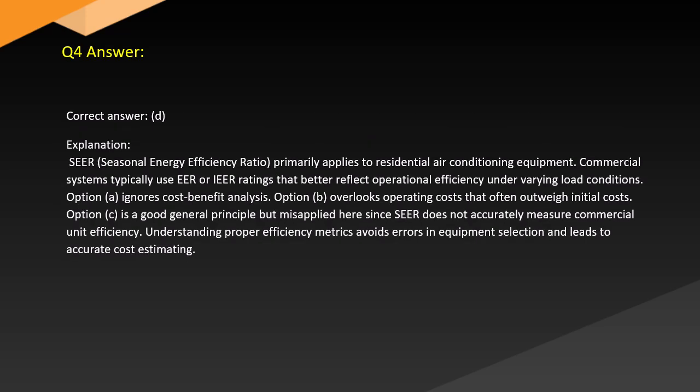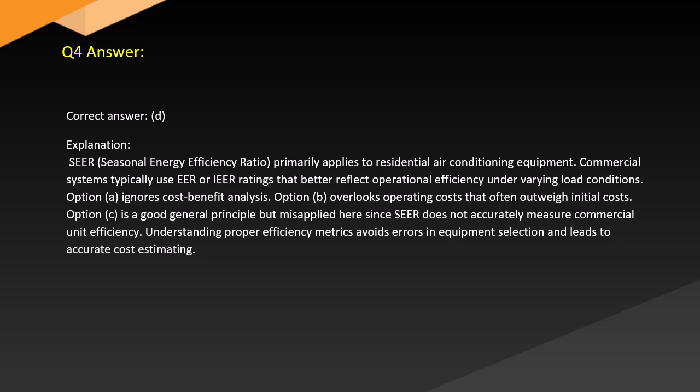Answer. Correct answer. D. Explanation. SEER, seasonal energy efficiency ratio, primarily applies to residential air conditioning equipment. Commercial systems typically use EER or IEER ratings that better reflect operational efficiency under varying load conditions.